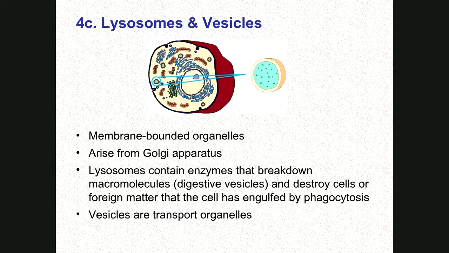And those vesicles are transport organelles. They are organelles that play a role in transport, the vesicles. The lysosomes do more than that. They break down, and they protect the cells against foreign matter that has been engulfed by the cells by a phenomenon that we call phagocytosis.